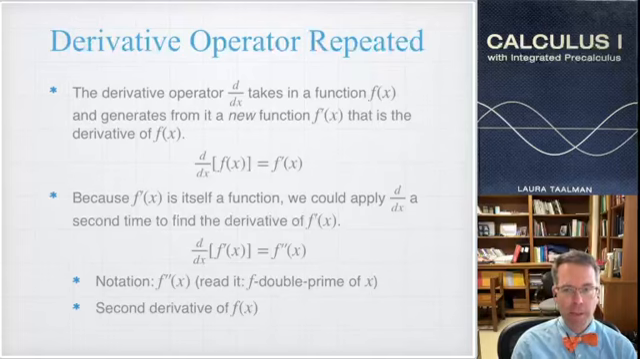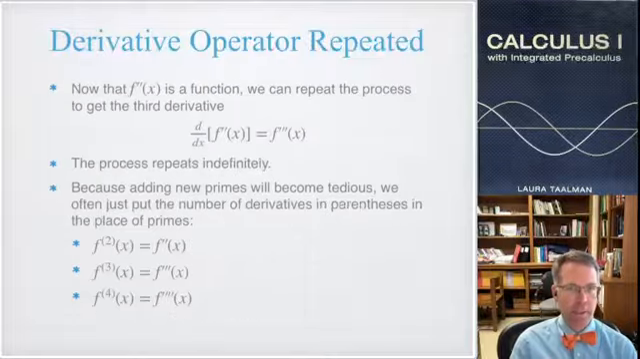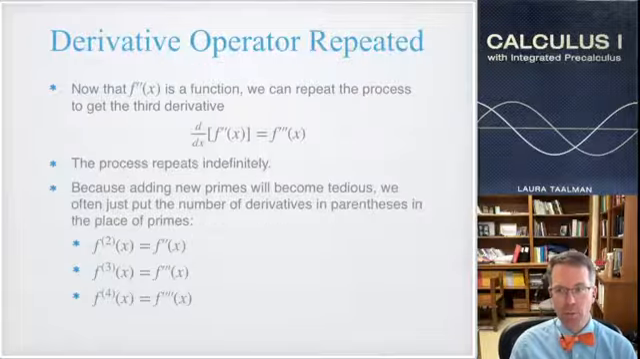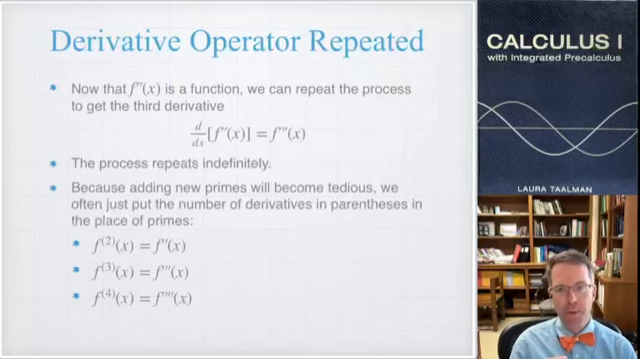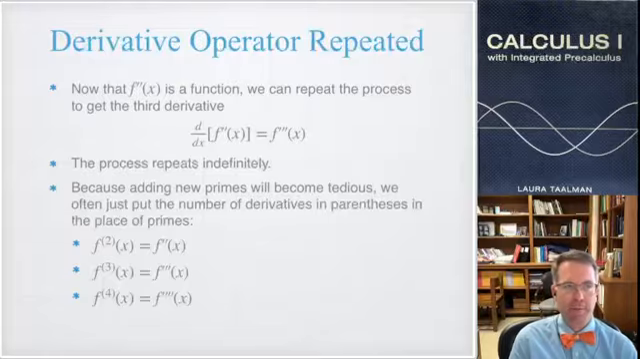That's the derivative. Now, f prime of x itself is a new function, so we could apply d dx a second time to find the derivative of f prime of x. d dx of f prime of x is a new function, which we read f double prime of x, or the second derivative of f of x. And in fact, this keeps going. Now that f double prime of x is a function, we can do it again. We can take the derivative of f double prime of x, and we get f triple prime of x, f prime prime prime, the third derivative. And this process would go on forever. Once we get a derivative, we could find the next derivative.